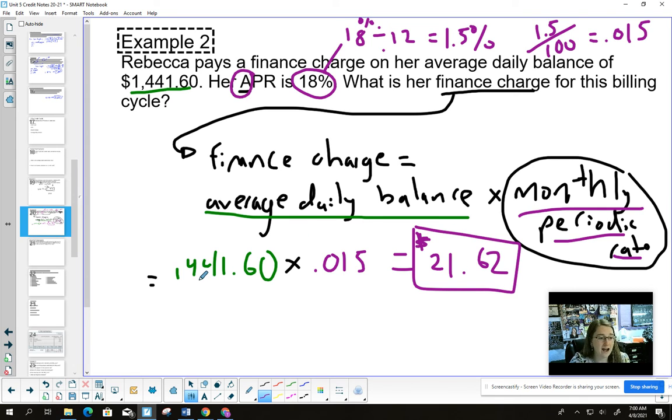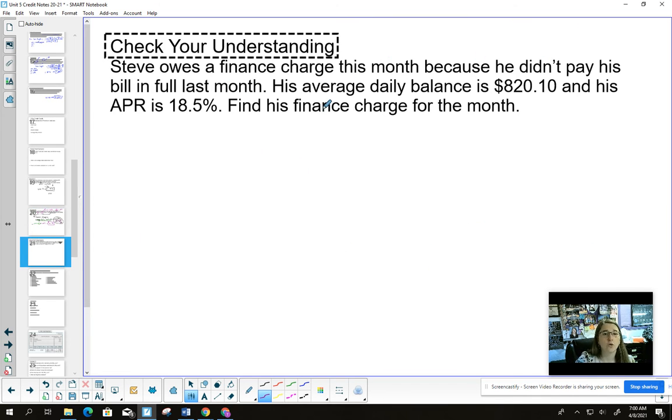So again, average daily balance times the monthly rate. Make sure you divide by 12 and by 100 to get that. Go ahead and try it one more time. It's going to be the exact same thing. Average daily balance times the monthly rate as a decimal. Go ahead and try it.